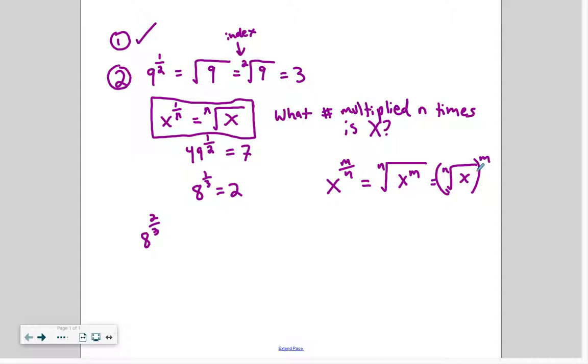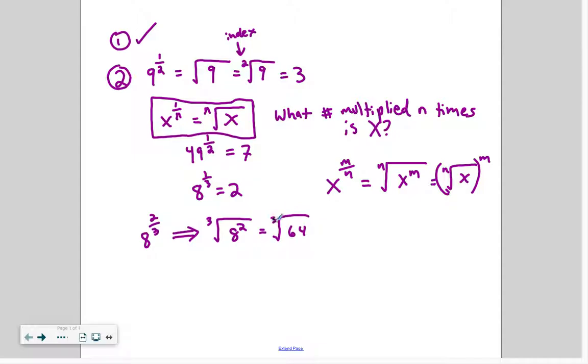So, let's take a look. Which one works better for 8 to the 2/3? Let's try both. Let's try the first one, the nth root of x to the m. N is in the denominator, so that goes on our root. So 3 goes on our root. We're taking the cube root of 8 and then we raise 8 to the second power. The cube root of 8 squared is the cube root of 64.